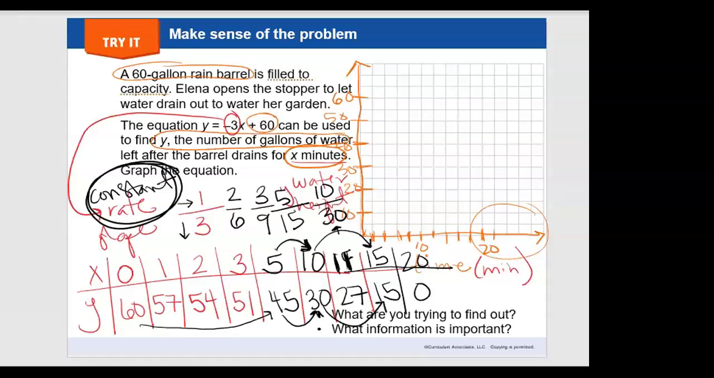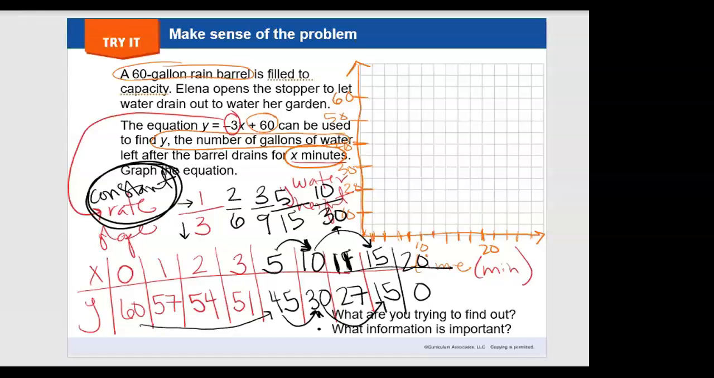Another way to find out 20 quickly, how many 3s fit in 60 gallons? If we have 60 gallons and it's going down 3 gallons at a time, how many 3s will fit in 60? Exactly 20. Yes. Good. So that's a faster way to get that 20. All right. Only once you have your axes labeled can we now put on coordinate pairs.